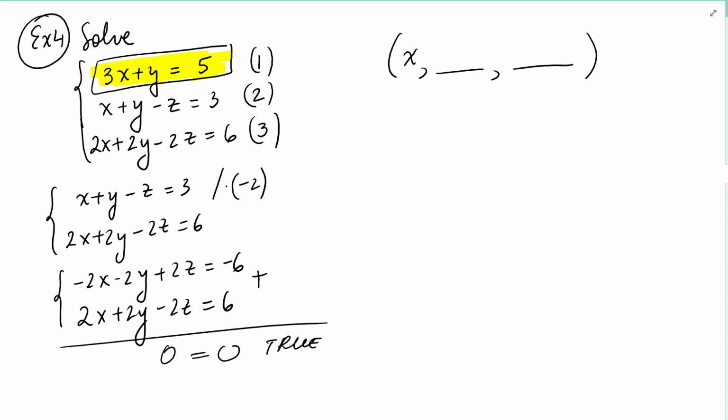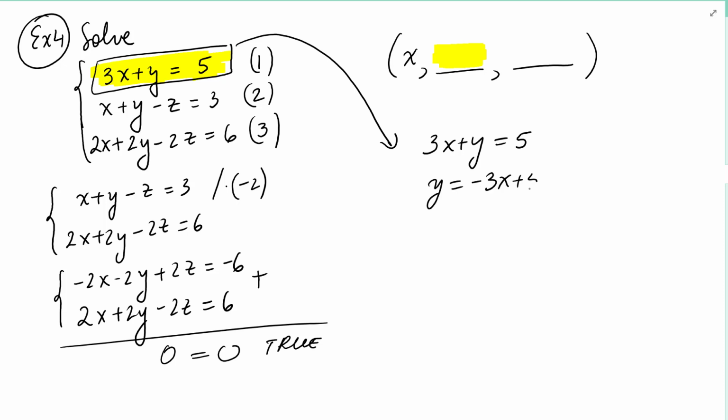But anyway, if I want to figure out what y is here, I'm going to take equation 1, 3x plus y equals 5, and I'm going to solve it for y. So y equals negative 3x plus 5. So in here, negative 3x plus 5. So the y variable is written in terms of the variable x. That's why it's dependent. y depends on x.